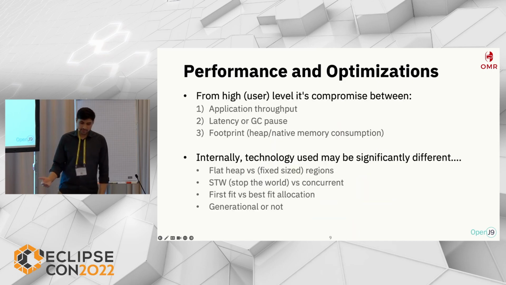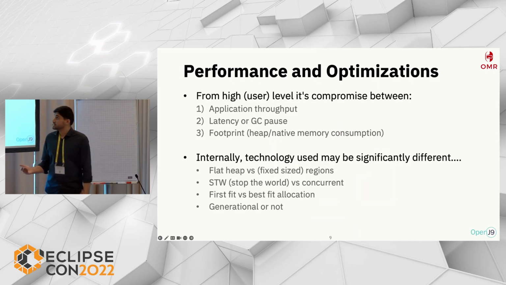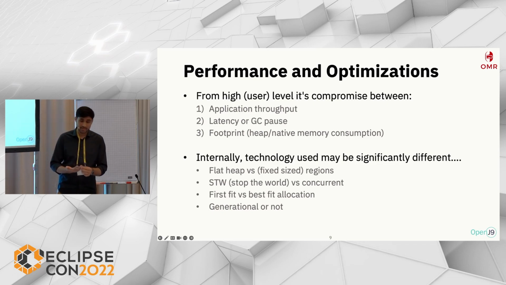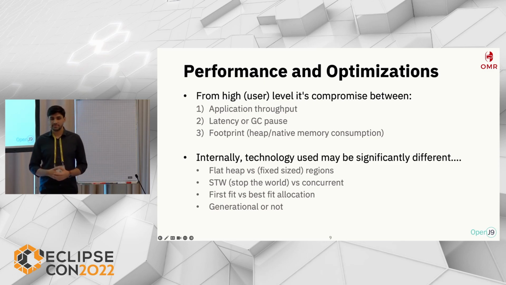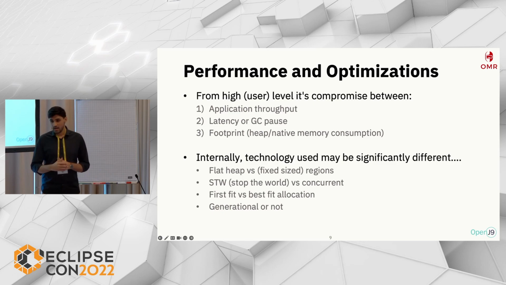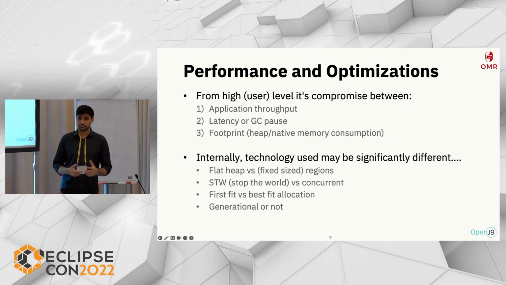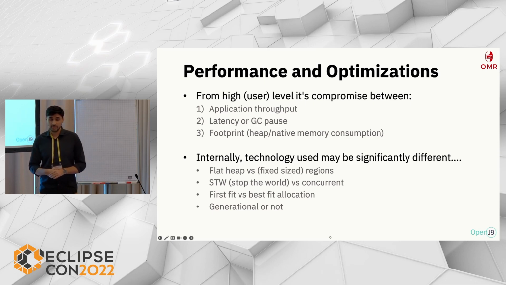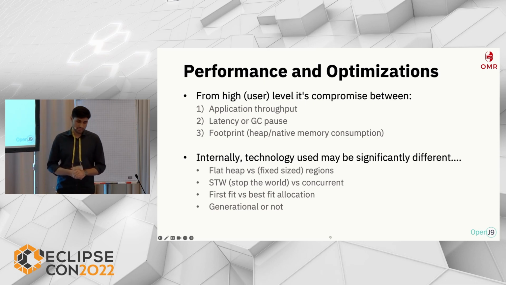So what it boils down to at the end of the day for the user is a compromise between three main things: the application throughput, the latency or GC pauses, and sometimes footprint. And these can be significant and considerable. Let's just take a look at footprint for a second. If you have thousands of VMs deployed to the cloud and they're billed based on memory consumption, then the application's footprint is going to be significant and considerable. And GC is going to have a large part to play in that.